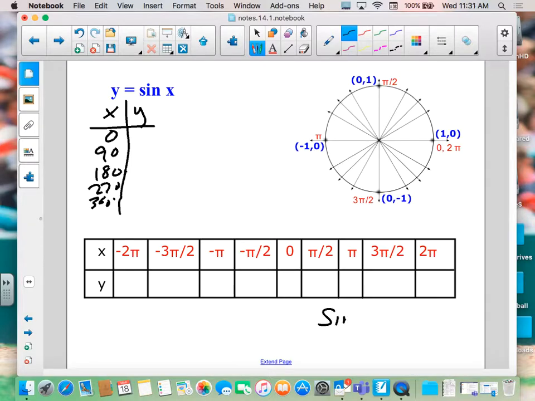So you guys remember that sine goes with the y coordinate. Again, we're looking at x comma y. Sine is going to be the y. So the sine of 0 is 0. That's one difference. Sine goes through the origin.